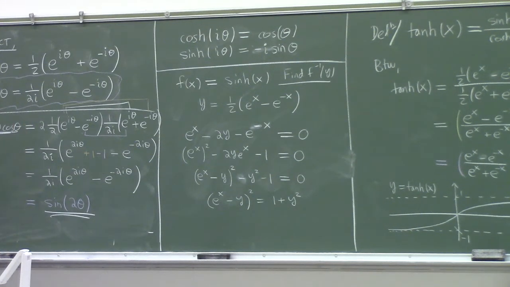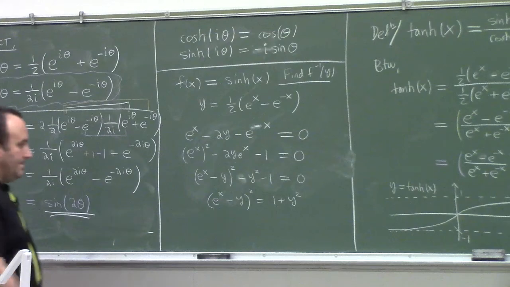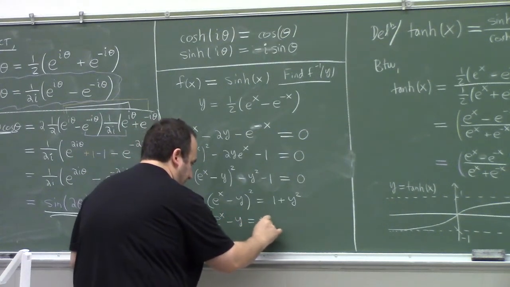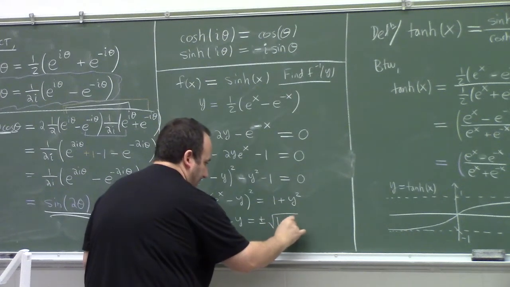And then we take the square root. Yeah? So e to the x minus y is equal to plus or minus the square root of 1 plus y squared.